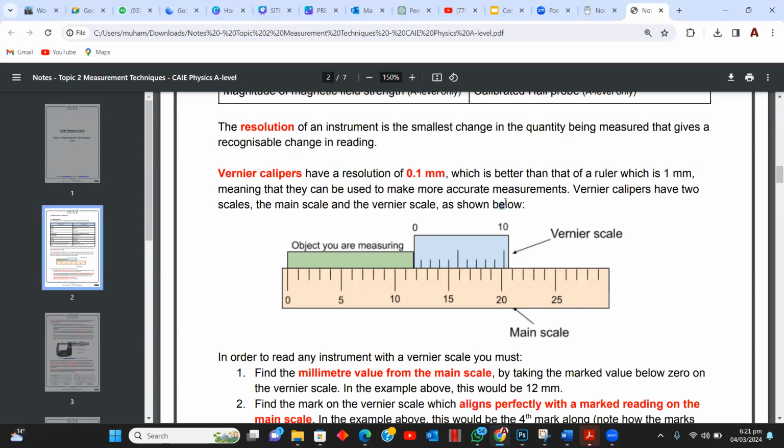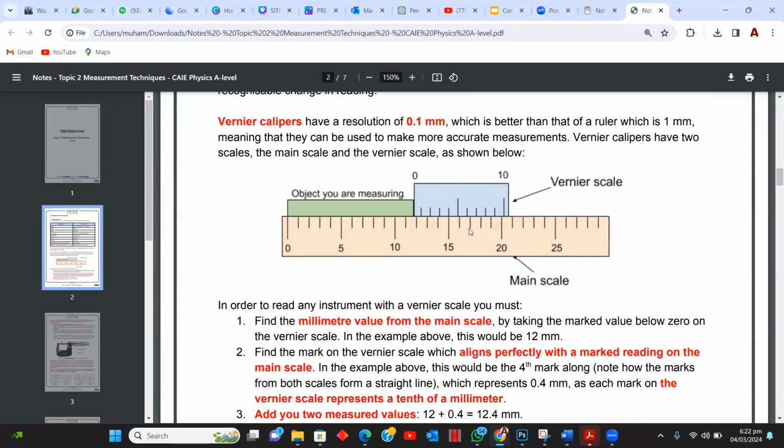Now, if a minimum recognizable change is 1 millimeter, or obviously more than 1, you will go for a ruler. If it's less than 1, if it's 0.1, 0.4, 0.5, you will go for a vernier caliper. If it's even less than 0.1, if it's 0.01, two decimal places, you're going to be using a micrometer. Clear? Okay. So you look at the recognizable changes and the resolutions when it comes to picking the appropriate instrument.